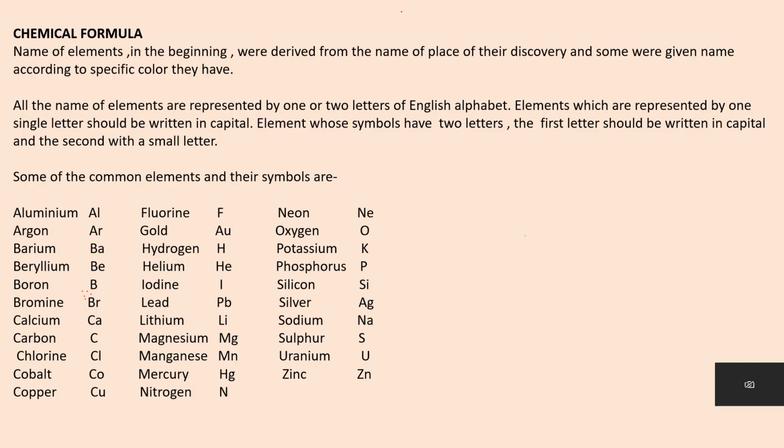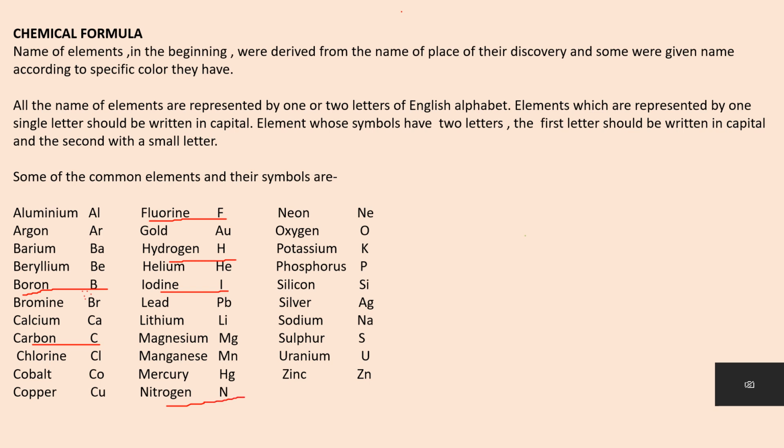Let us revise some of the rules and some of the symbols of the elements which we have studied in class 9. For most of the elements, the first letter of their name is used as their symbol. For example, boron is represented by symbol B, carbon is represented by symbol C, fluorine is represented by symbol F, hydrogen is represented by symbol H, iodine is represented by symbol I, nitrogen is represented by symbol N, and so on.